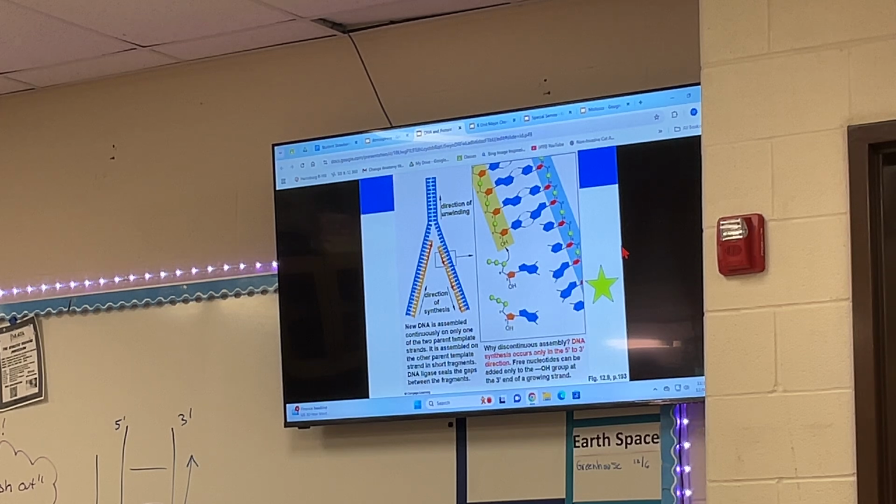But the reason it goes 5' to 3' and then it runs the opposite way is that our strands are just kind of like going reverse to each other. They're going backwards.